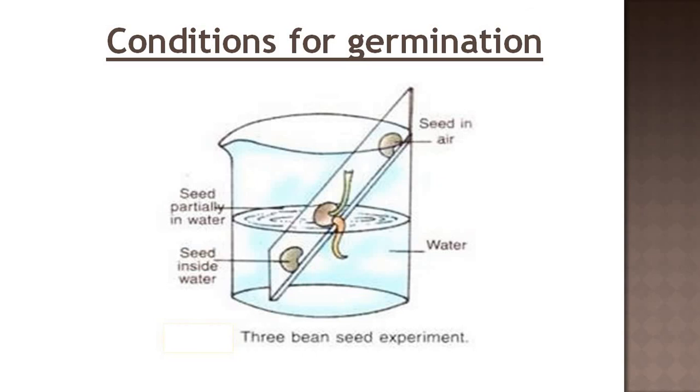So you can say that seed 3 gets water but no air, while seed 1 gets air but no water. Hence they do not germinate. But the middle seed, seed 2, gets both air and water. So it starts germinating. Therefore, air, water and warmth are required for germination. So this experiment clearly shows that a seed needs water, air and warmth for germination.